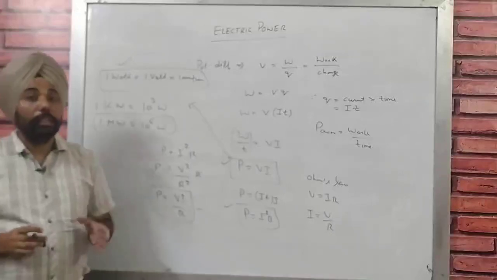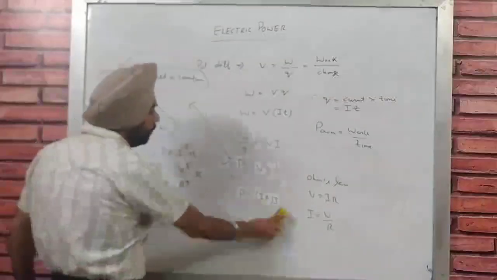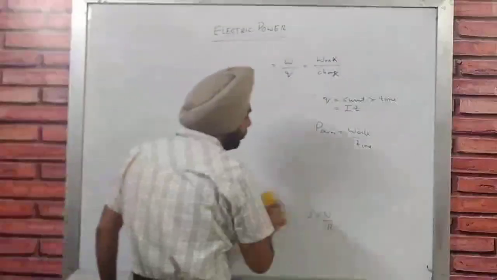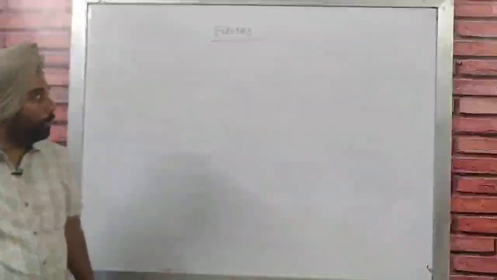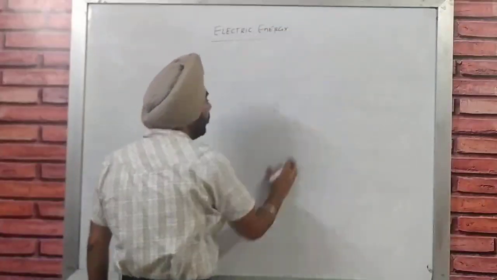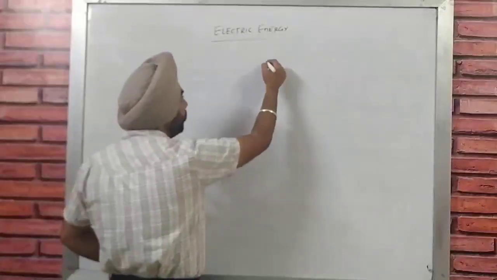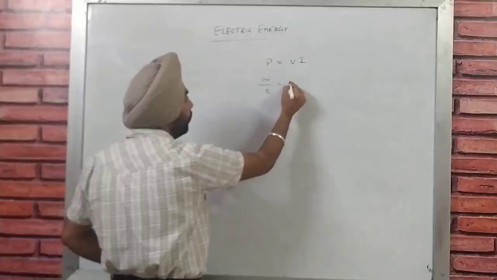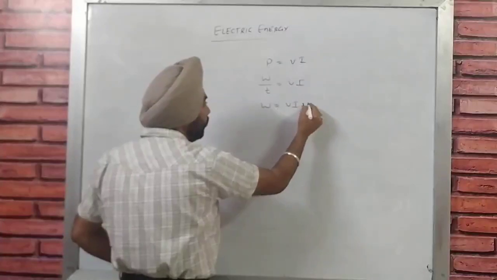Now the next topic is electric energy, and it's going to be a very similar kind of topic. If you want to have the next topic, that is known as electric energy. Now how can we solve electric energy? It's going to be very simple. Now what is electric energy? Again, we are going through the same thing. We all know power is V into I. Now, power is going to be work upon time. So V into I, and now that work is going to be V into I into T.